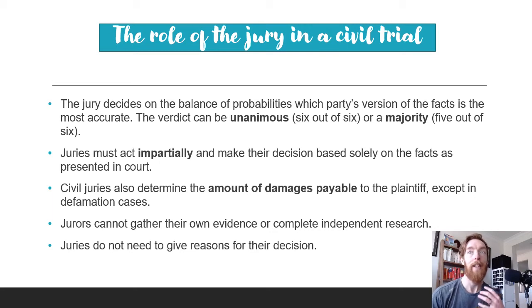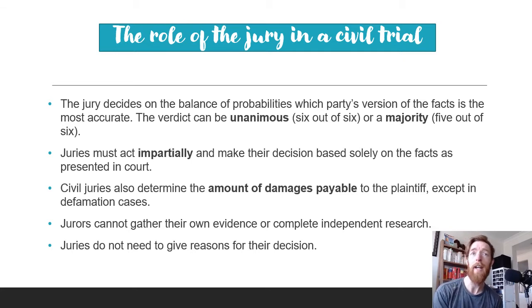They have to act impartially, just based on what's being presented in court. That's only what they can make their decision on. And civil juries also determine the amount of damages payable to the plaintiff, except in defamation cases. So the judge can alter that a little bit. The judge can't alter the liable or not liable side of things, but this jury will come up with what they believe is a fair amount of damages to be paid.